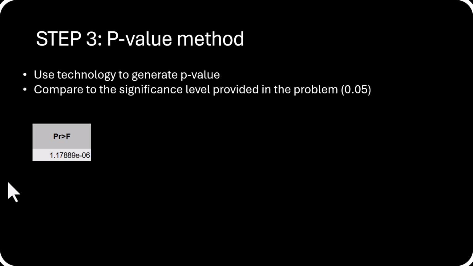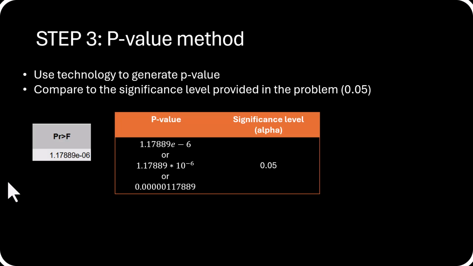Okay, so now we're going to compare that number to the significance level provided in the problem, which is, of course, 0.05. So as you can see, our p-value, I've listed it in 3 different ways. One is this weird thing, right, with the e to the negative 6. What is that? Well, this is actually what's called scientific notation, and I have a whole video on it, and I'll link that video in the description if you're really curious. But all you really need to know is that when you have a negative exponent like this, it's going to be a really small value.